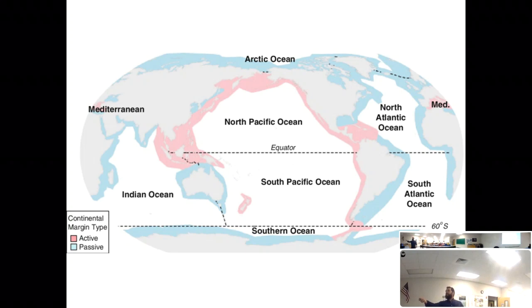You can see that our east coast here, also the east coast of South America, that's all passive, right? Most of the west coast of Europe and Africa, that's all passive. So the Atlantic is surrounded by passive margins for the most part, whereas the Pacific is surrounded by active margins. So it's a big difference there.